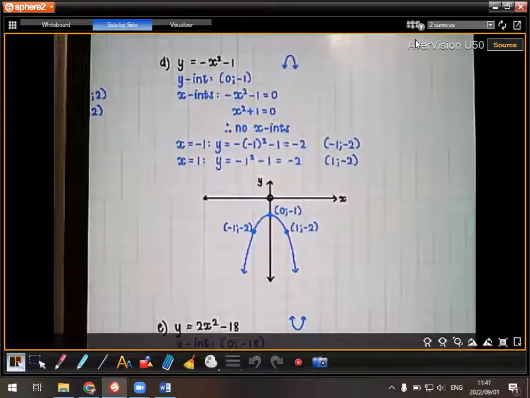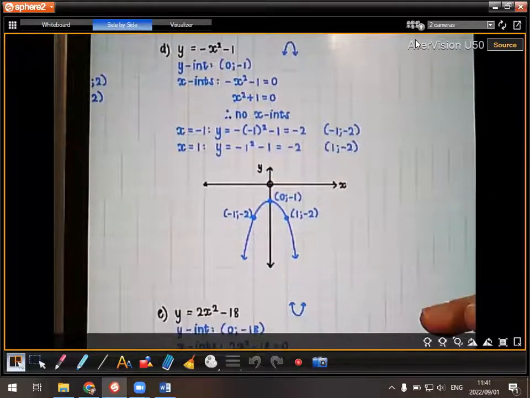You know it's a downward graph, and then you know the y is negative 1. Any questions on D, guys?